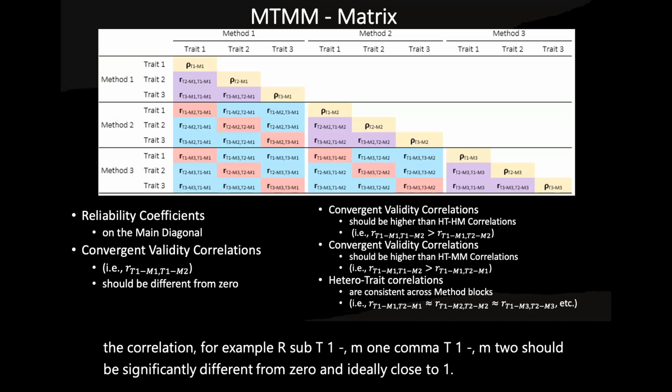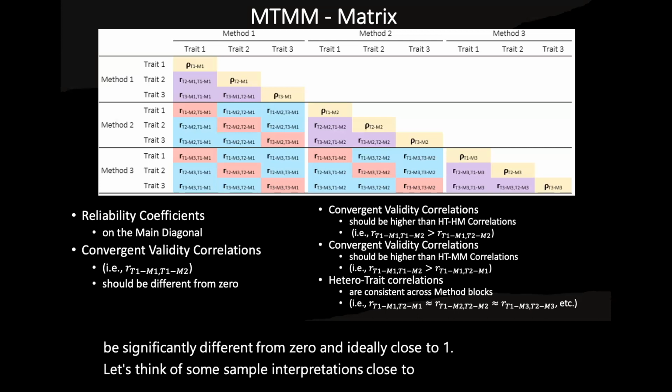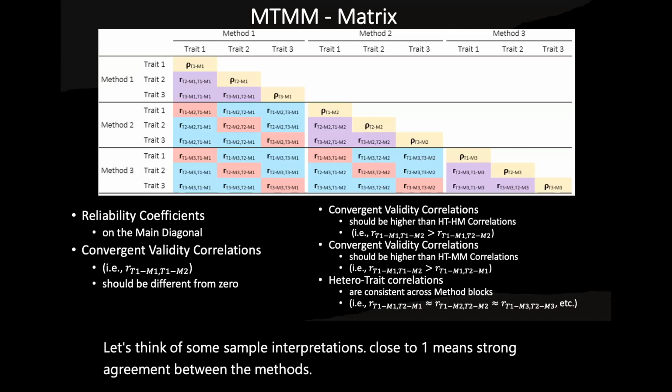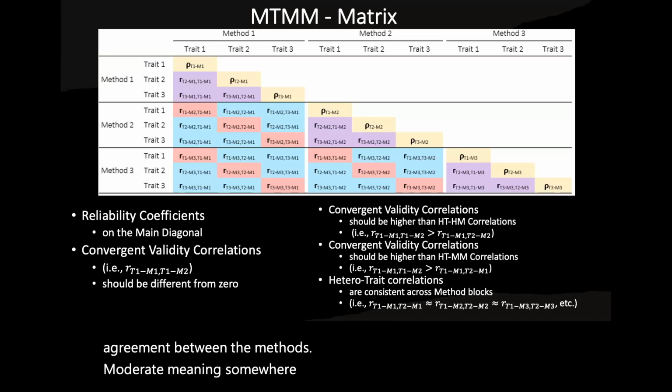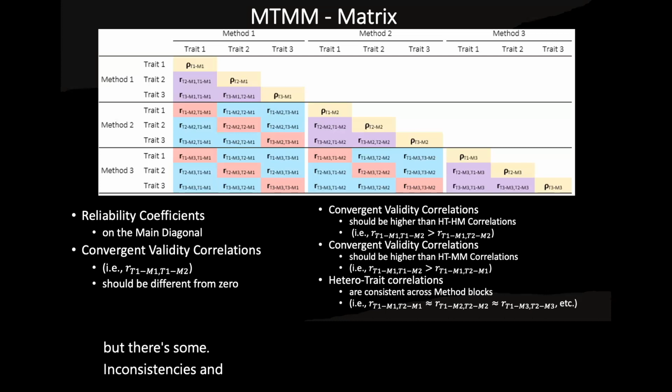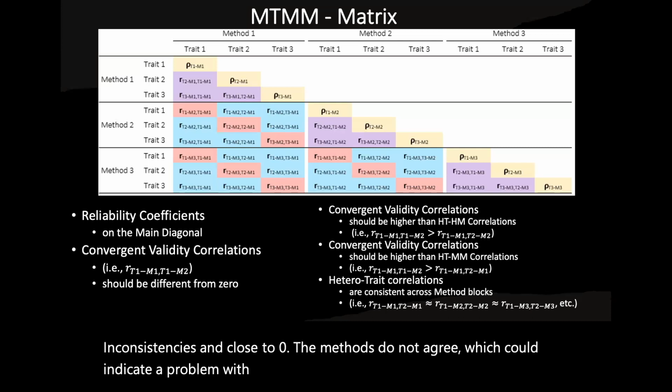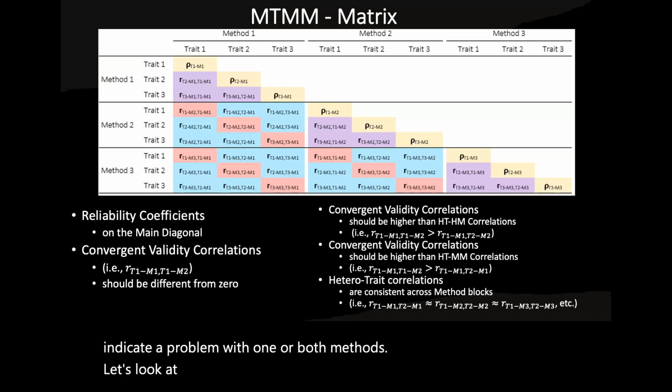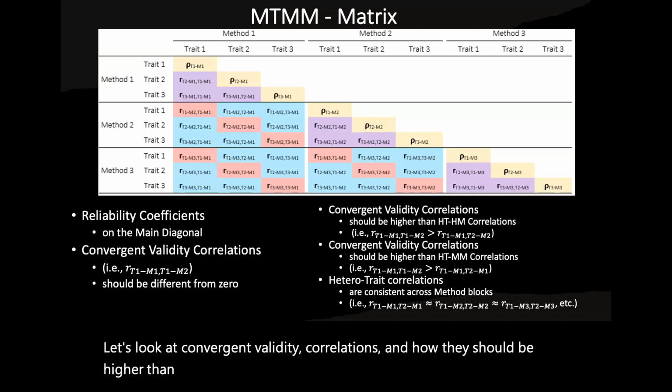Let's think of some sample interpretations. Close to 1 means strong agreement between the methods. Moderate, meaning somewhere between 0.6 and 0.7: there's some agreement, but there are some inconsistencies. And close to 0, the methods do not agree, which could indicate a problem with one or both methods. Let's look at convergent validity correlations and how they should be higher than HT-HM correlations and HT-MM correlations.